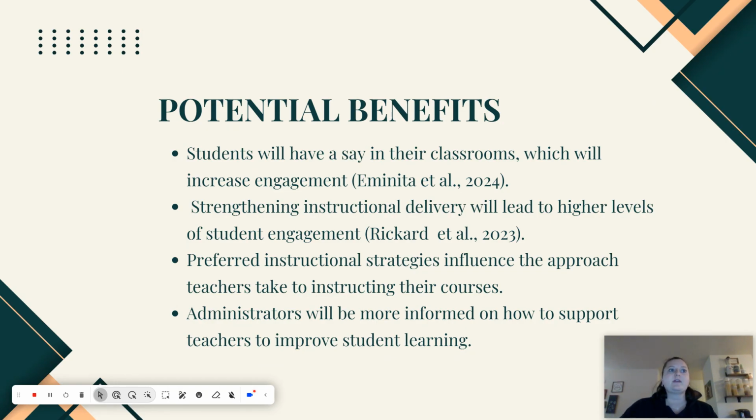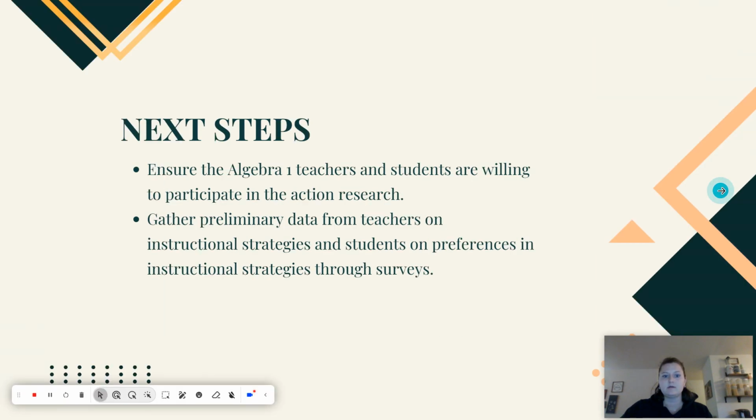When students feel that they have a say in their classroom, their motivation and engagement increase. If students can continue to see their wants and needs being met in classrooms through implementing preferred instructional strategies, learning and engagement will increase. The correlation between student preference and student learning can benefit the approach teachers take to instructing their courses, alongside how administrators encourage teachers and students.